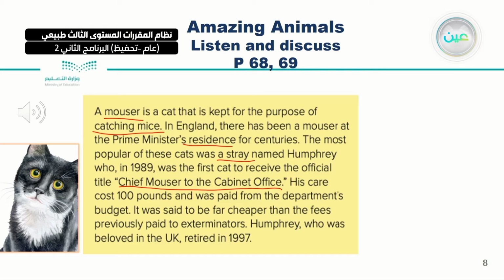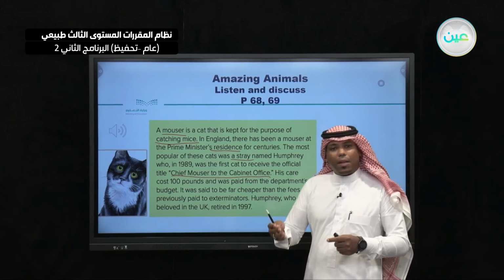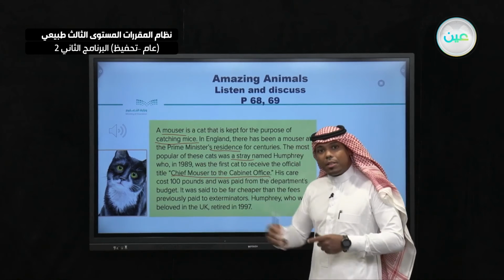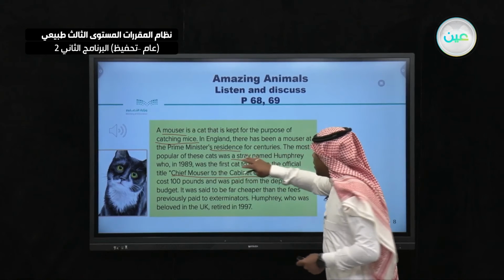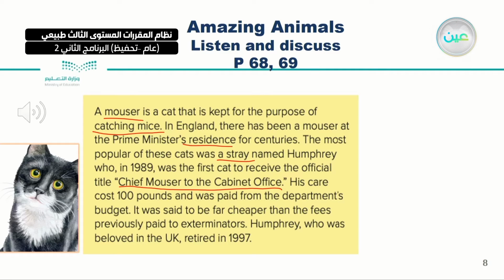Stray. What does it mean? Stray means the cat doesn't have a home. So the cat is a stray named Humphrey, who in 1989 was the first cat to receive the official title. They gave him an official title, which is Chief Mouser to the Cabinet Office.